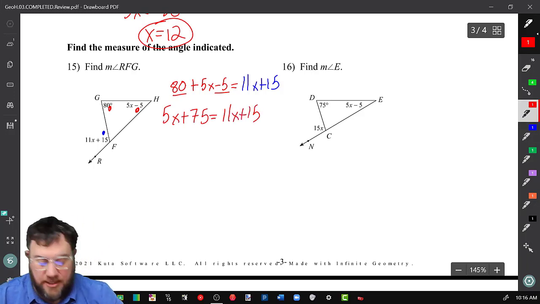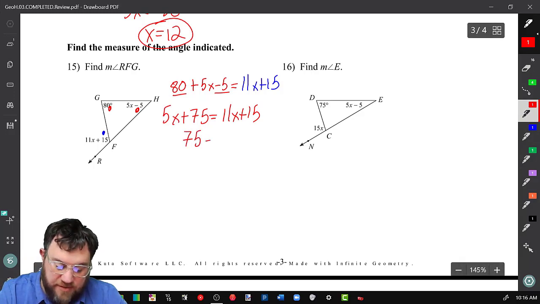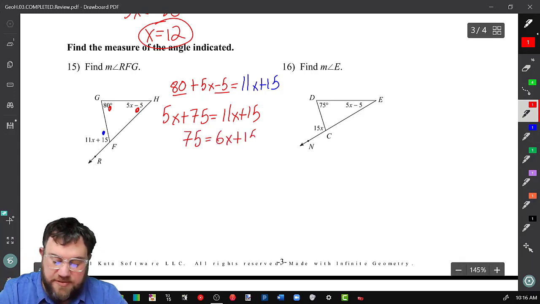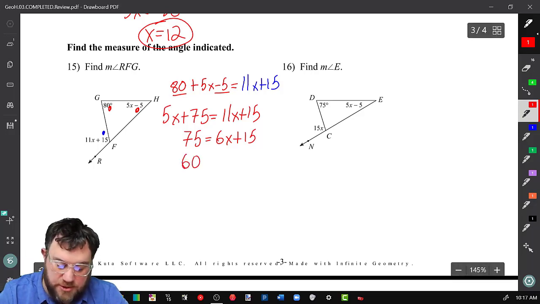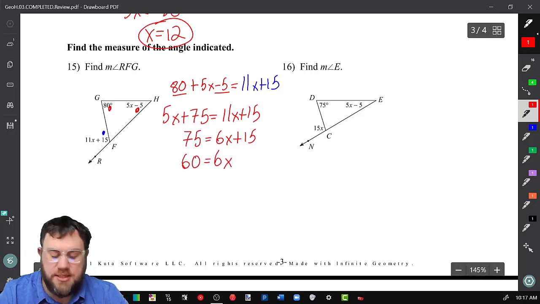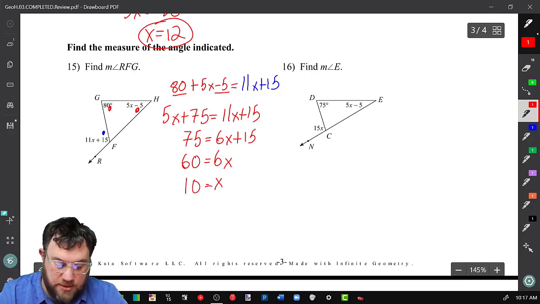Let's move all our x's to one side. So we get 75 equals 6x plus 15. Move all our constants to the other side. So we'll subtract 15. 60 equals 6x. Divide by 6, so x equals 10.